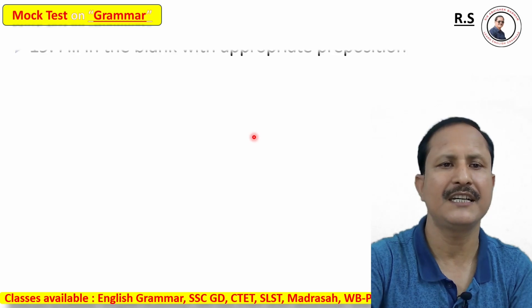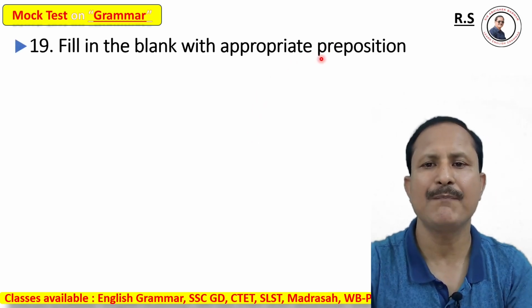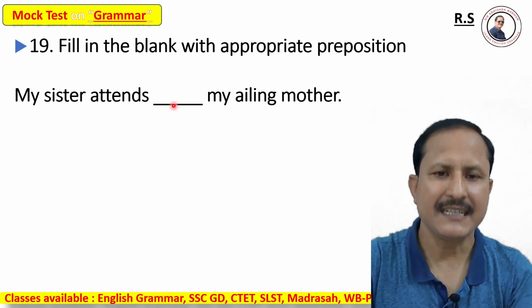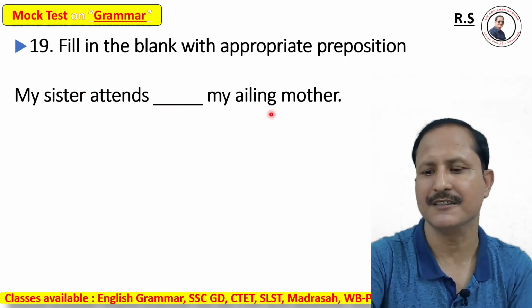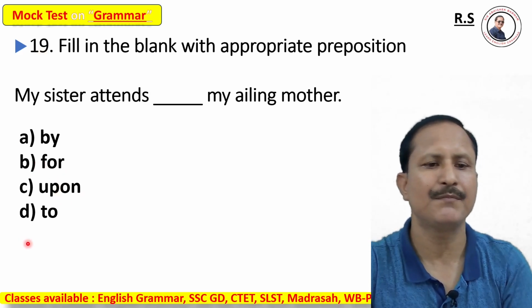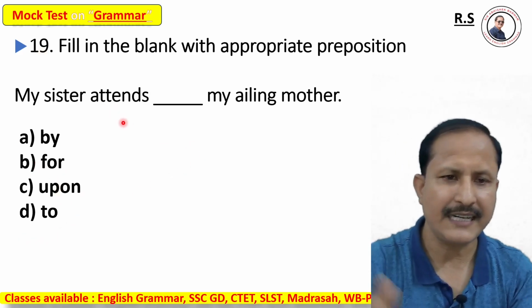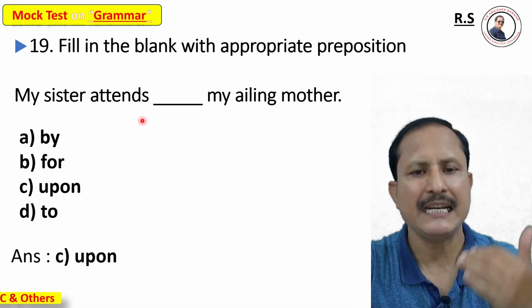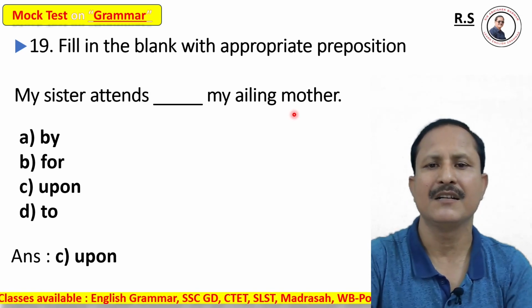Next, question number 19. Fill in the blank with the appropriate preposition. My sister attends dash my ailing mother. Options: option A, by. Option B, for. Option C, upon. Option D, to. The correct answer is option C, upon. My sister attends upon my ailing mother.